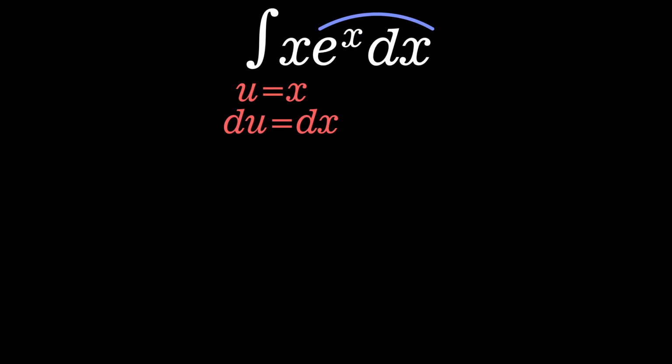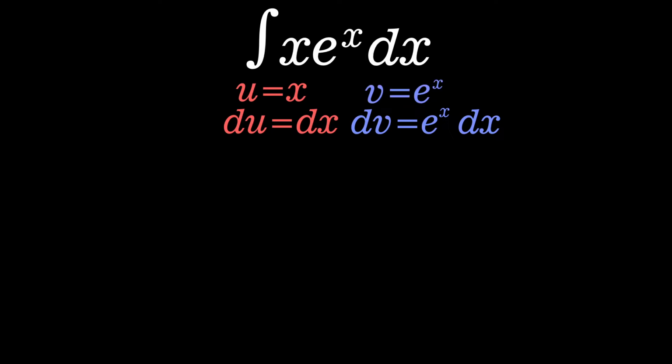Next is our dv substitution, which is just made up of everything we have left. It is important that you choose a dv such that integrating it is not impossible, but since e to the x is the only thing remaining, and it is quite easy to integrate, our dv will just be e to the x dx. To get v, we integrate e to the x, which is just e to the x again. Great, we have our substitutions.